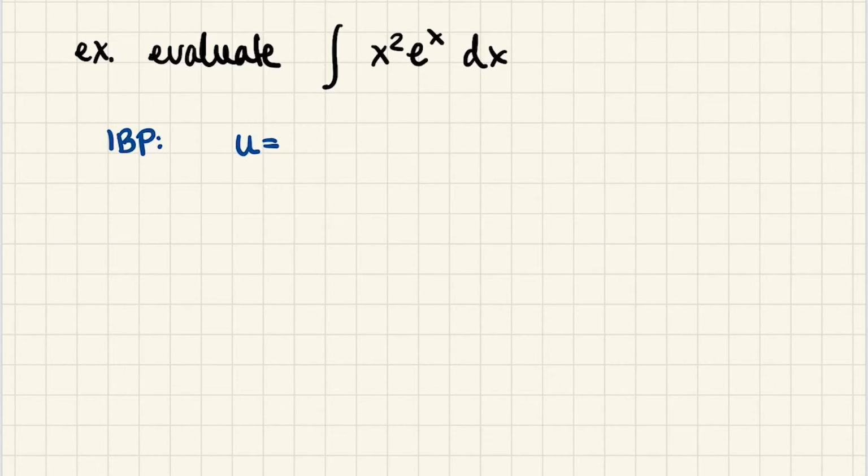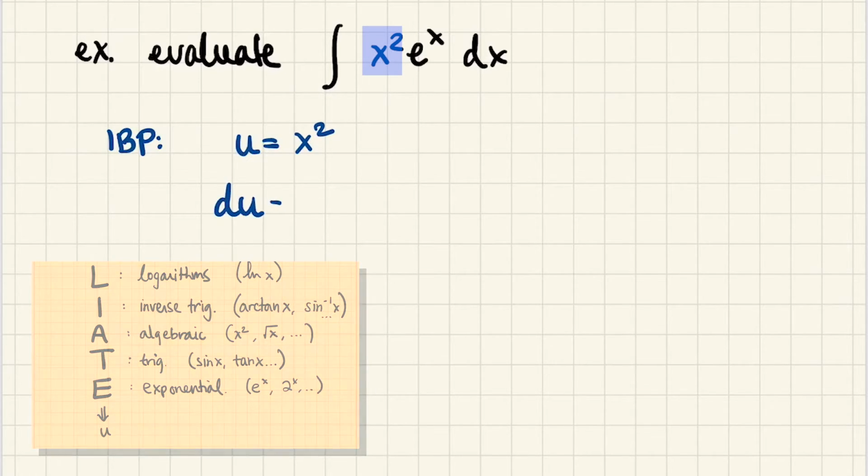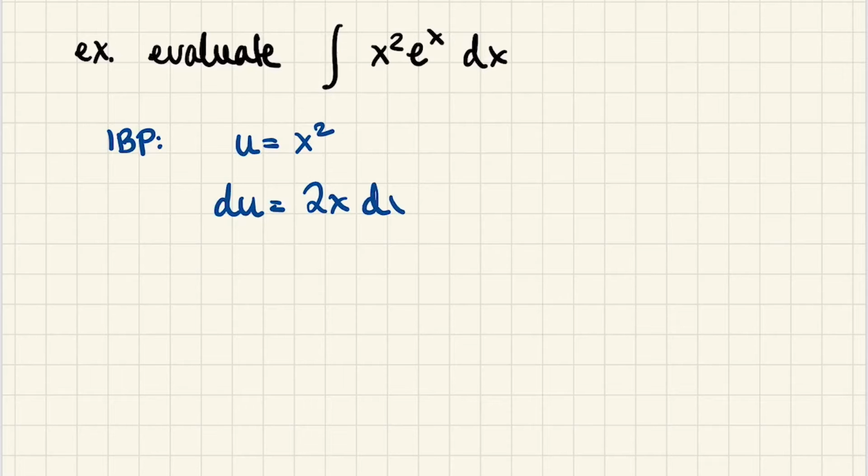So according to LIATE, we should look for logarithms. Don't see any. I stands for inverse trig. Don't see any. A stands for algebraic. Well, we have x squared. So let's let u equal x squared. So du is 2x dx. And dv is everything we didn't choose for u, so that would be e to the x dx. And v will be the antiderivative of that, which is e to the x.